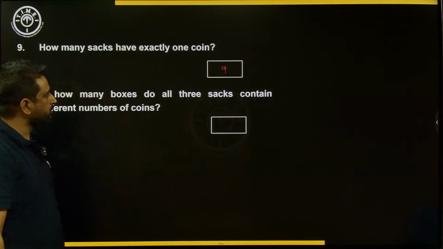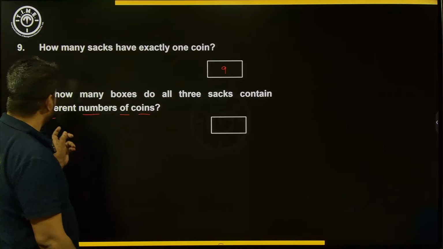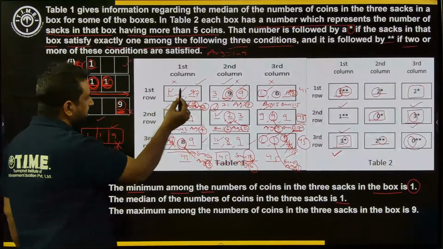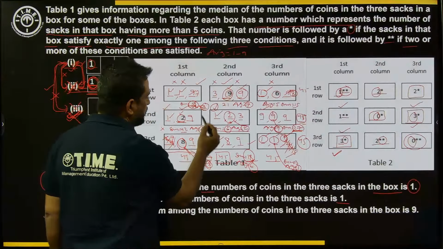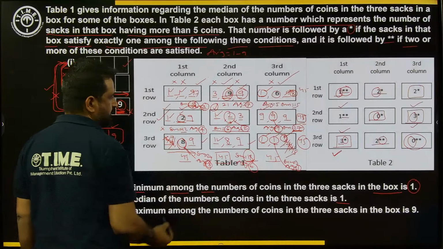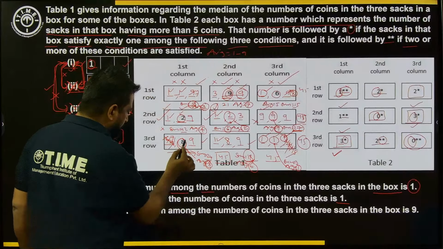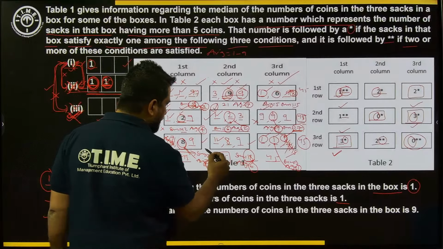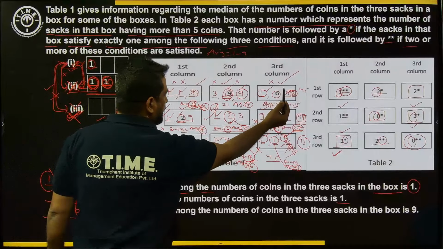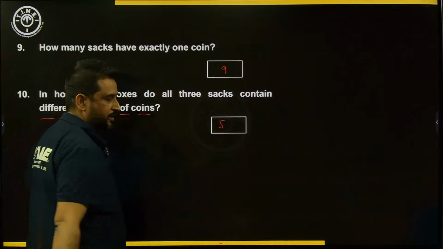Next, in how many boxes do all the sacks contain a different number of coins? Let's check it. All the numbers in those sacks should be different in a particular box. 119, no, not possible. 399, not possible because these two are same. 168, yes, correct. 129, yes. 123, yes. So far 3. 999, not possible. 789, yes, 4 boxes as of now. 189, yes, 5 boxes. 111, not possible. So total 1, 2, 3, 4, and 5. So answer is 5.